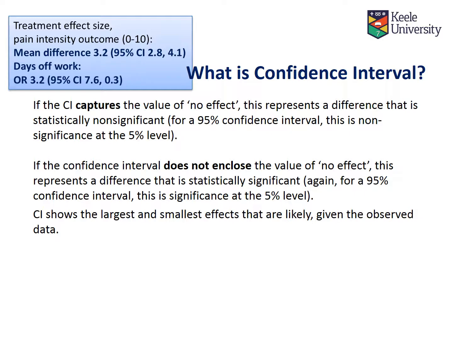That range between 2.8 and 4.1 does not include 0, meaning all the findings that could be found in studies like our study will always find a range of means which does not include 0. So that means our study is statistically significant.